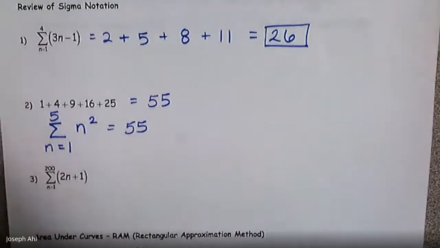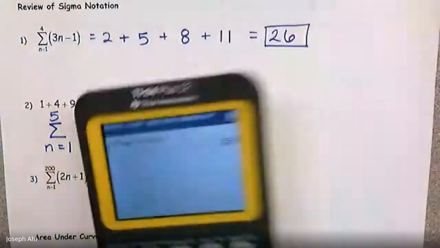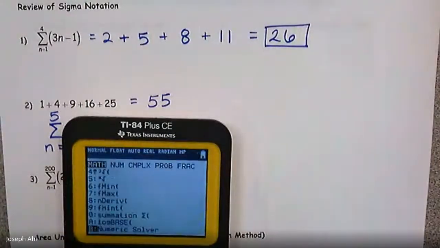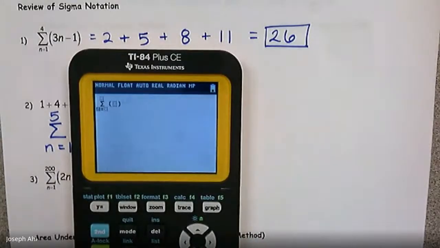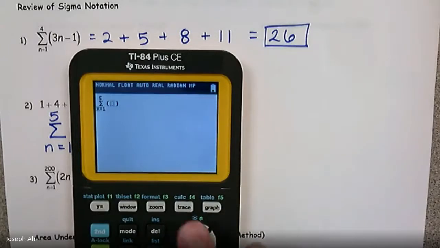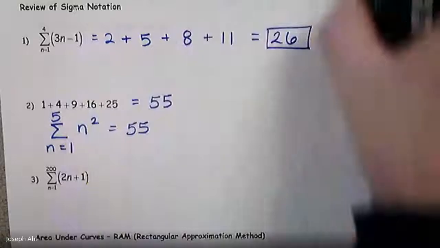In fact, we can probably even double check this on the calculator. What is it, math 0? Is that the trick here? Yeah, math 0, summation. And maybe I'll just do x equals 1 to make my life a little bit easier, to 5, and we'll call that x squared, and I hope it's 55. Did I do it right? There it is, 55. So if you have that option on your calculator, you can do that pretty quickly.